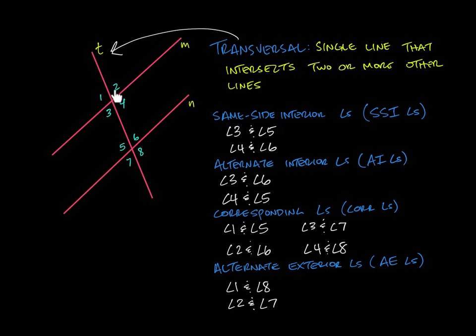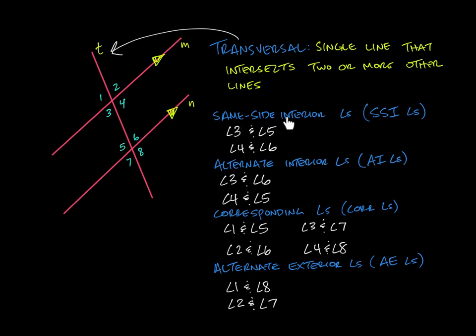Again, we can see angle 2 is above line M. It's in the exterior space up here, and it's to the right of the transversal. And then angle 7 is in the exterior space and to the left of the transversal. So those are a pair of alternate exterior angles. So the next thing we're going to take a look at is what happens when line M is parallel to line N. So I'm going to put these markings on there to show now that they're parallel. Because when that happens, there are some important relationships that occur between these pairs of angles.